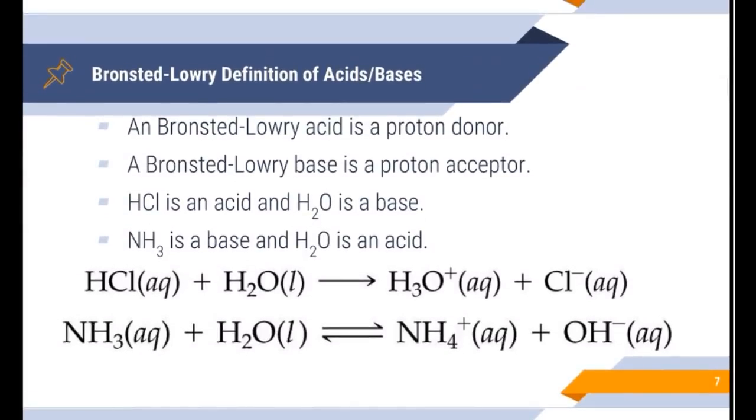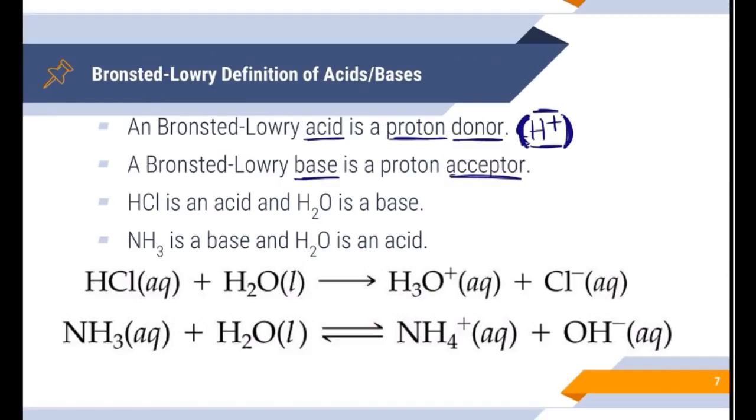Another definition, and what we usually use in chemistry, is this definition because it talks more about what the acid or base does and less about what it makes. We talk about acids as proton donors. Remember, a proton is H plus. Hydrogen only has one proton and one electron. You get rid of the electron, it becomes just a single proton. So a base is a proton acceptor.